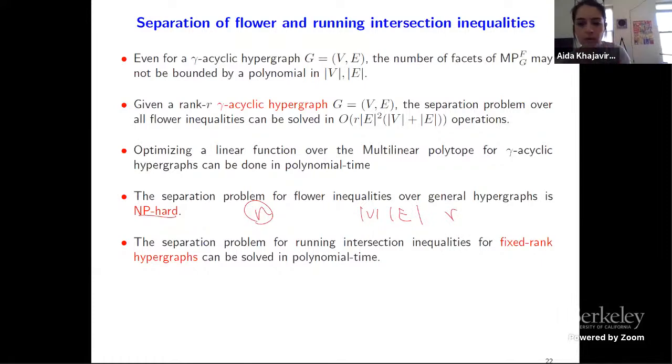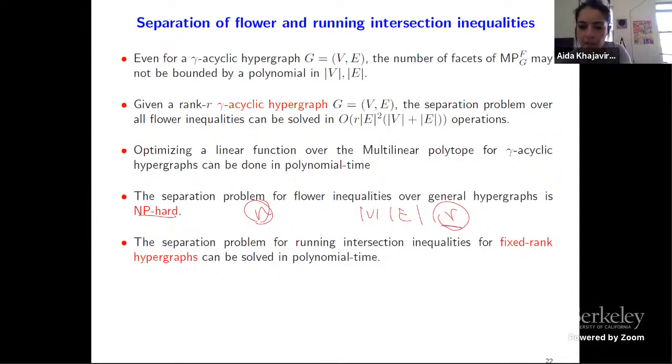Now, the rank is causing all the trouble. So I will make the following assumption. If the rank is fixed, then the separation problem is actually easy. You can do it in polytime.